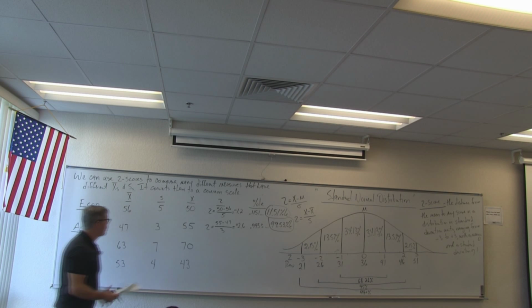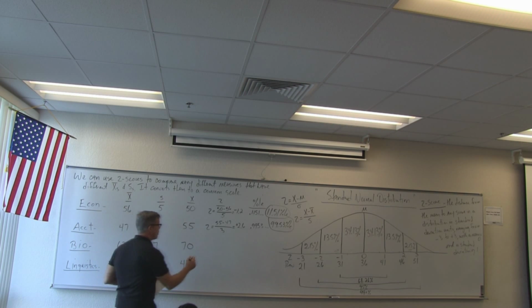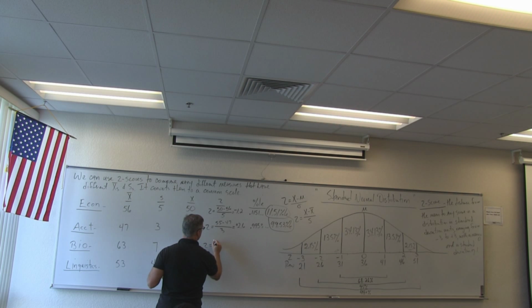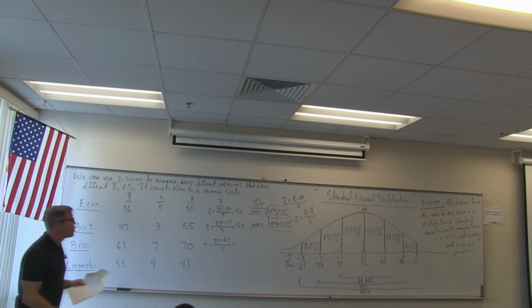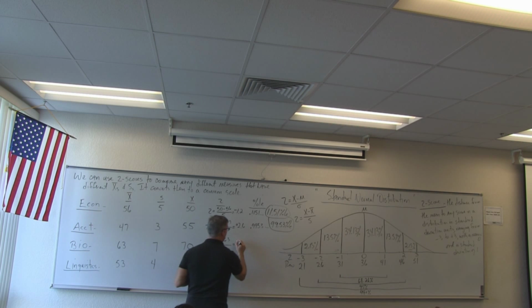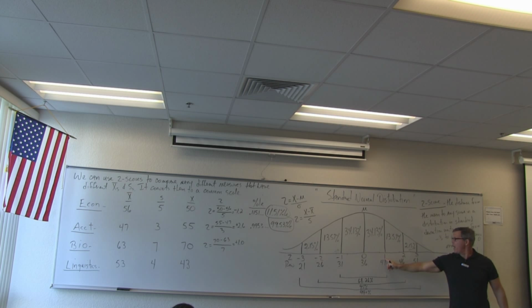Bio. Mean 63, standard deviation 7. Her score, she scored a 70. Let's convert to z. Z is her score, 70, minus the mean, 63, over the standard deviation, 7. This looks like 7 over 7, or a z of 1. Z is right here. Everybody go to a z of positive 1.0. Tell me what that area is.